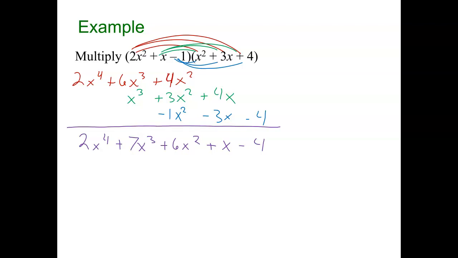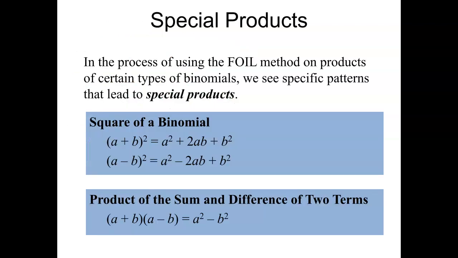Now, next thing I want to talk about is special products. These are kind of optional. They're optional now, but they won't be optional later. Special products are things that are going to show up later in the chapter, next quarter, when we start doing factoring, because you have to know the special products in order to work backwards and do the factoring.